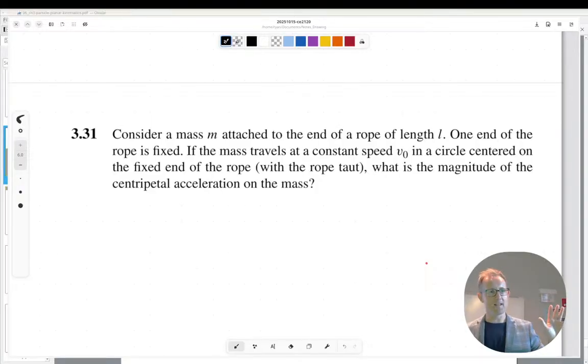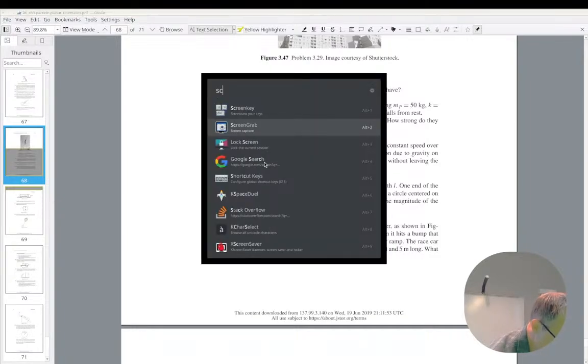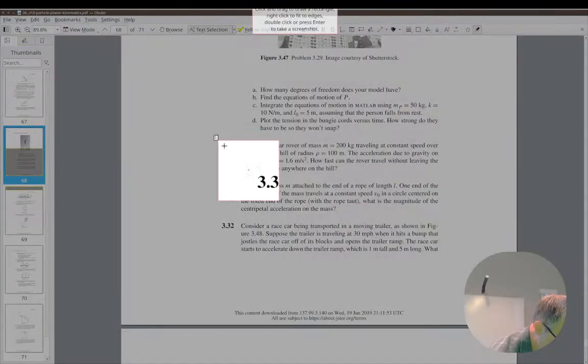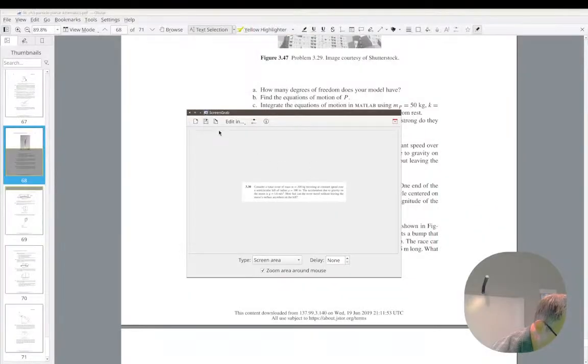All right, let's move on then. All right, we have a mass at the end of a rope. What? This is not the right problem. We want the lunar rover. I grabbed the wrong one. 330. Copy.